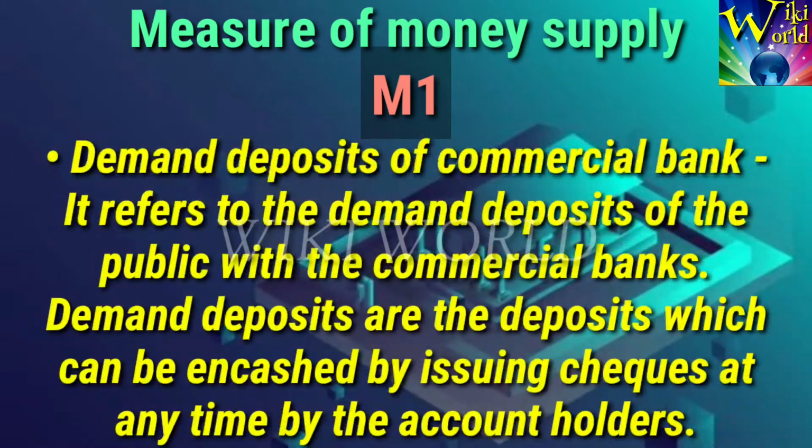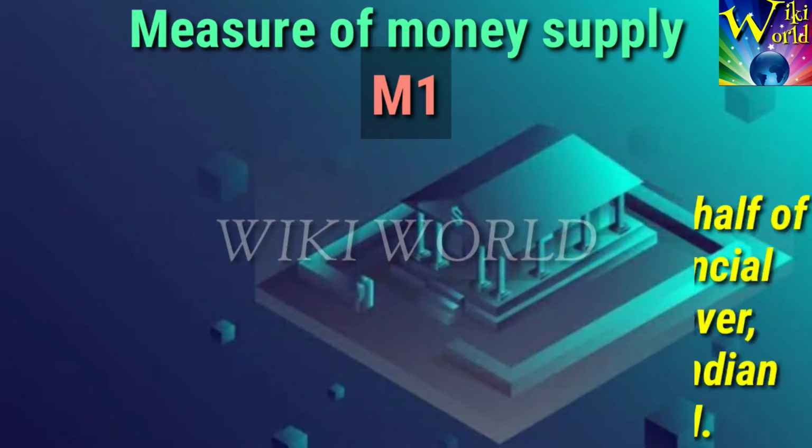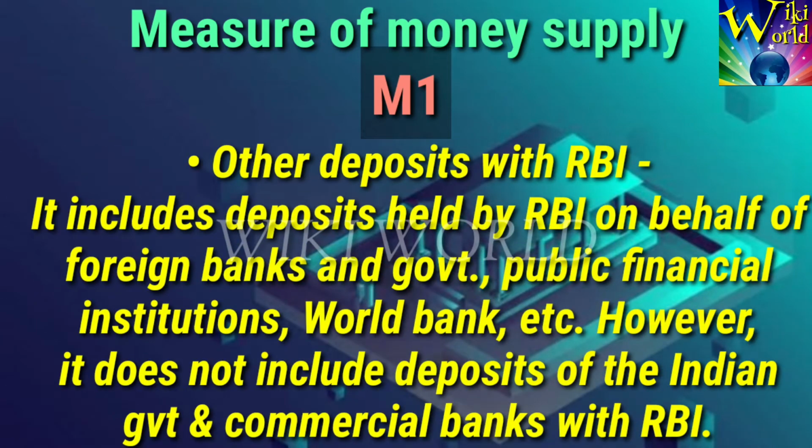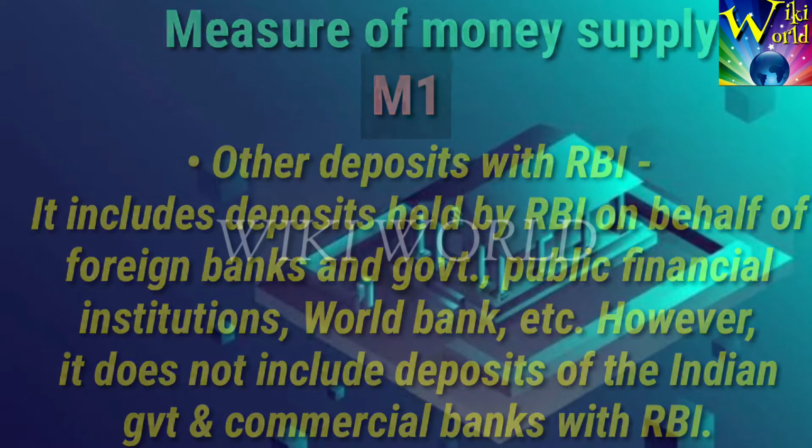Demand deposits of commercial banks, दूसरा वाला. It refers to the demand deposits of the public with the commercial banks. Demand deposits are the deposits which can be encashed by issuing checks at any time by the account holders. Third is other deposits with RBI. It includes deposits held by RBI on behalf of foreign banks and government, public financial institutions, World Bank, etc. However, it does not include deposits of the Indian government and commercial banks with RBI.